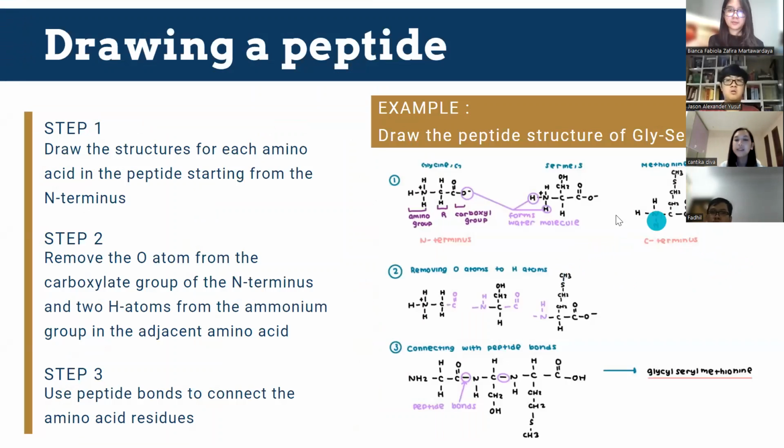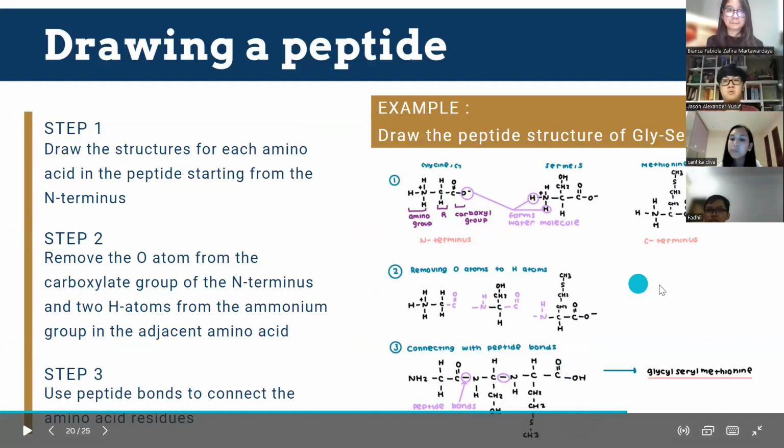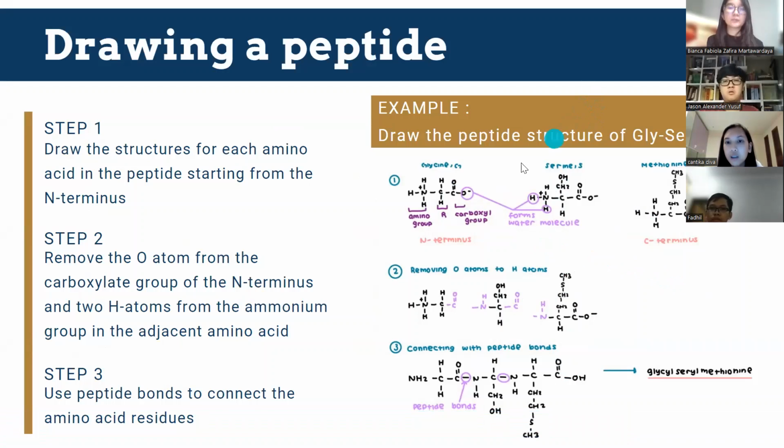Okay, and here's a simple way to draw a peptide. The first thing you need to do is to draw the structure starting from the N terminus, or the left, to the right, and then you can remove the OH from the carboxyl group and combine it with the H from the right amino group, and form a water molecule, and then you link them together using a peptide bond that will basically form your peptide. And here, we see the structure of glycine, serine, and methionine. When you combine it, you have glycyl serine methionine.